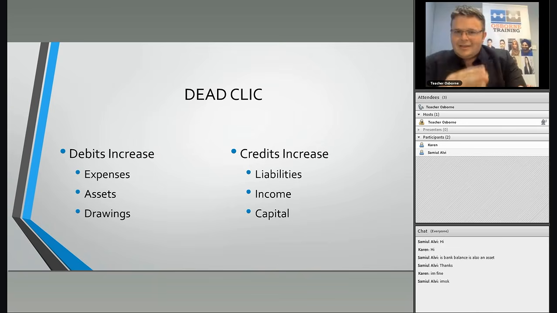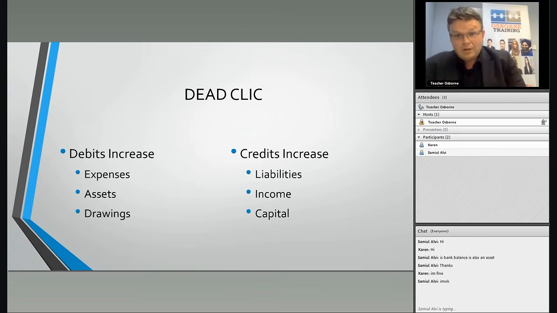Now, on the other hand, we've got what are called the credit side. This is the CLIC of DEADCLIC. Whenever we have a credit, we're increasing a liability. For example, if we take a loan, that's a liability, we're increasing it. And now this is the one that really throws a lot of students, income. Whenever we have any income, we credit the income account. We don't debit it. A lot of students make that mistake. And finally, we credit to increase capital. Whenever somebody puts money into the business, we credit the capital account.